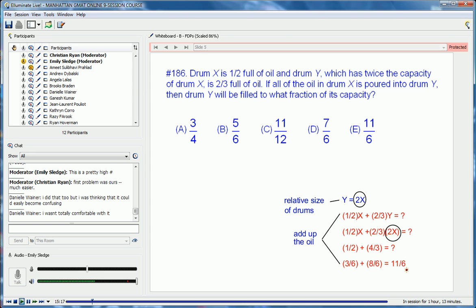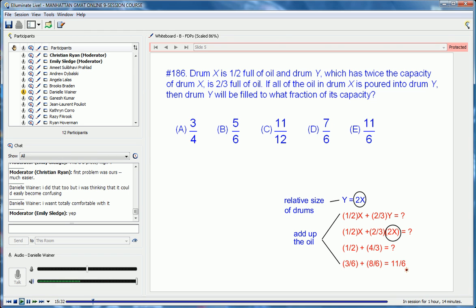Hey Danielle, looks like you grabbed the mic, but we didn't hear you. Go ahead, try that again. Oh, wait, what do you mean? So you said you got E, right? I mean, with that math. So I think the problem is, let's see, I added 1/2 X plus 4/3 X. So then that's 3/6 X plus 8/6 X, 11/6 X, but then you have to put it over 2X because they're asking you for what fraction it is of Y, not of X. I think that's the problem.